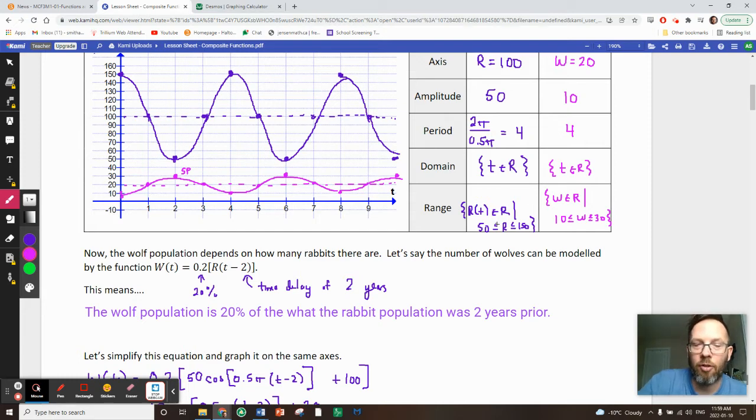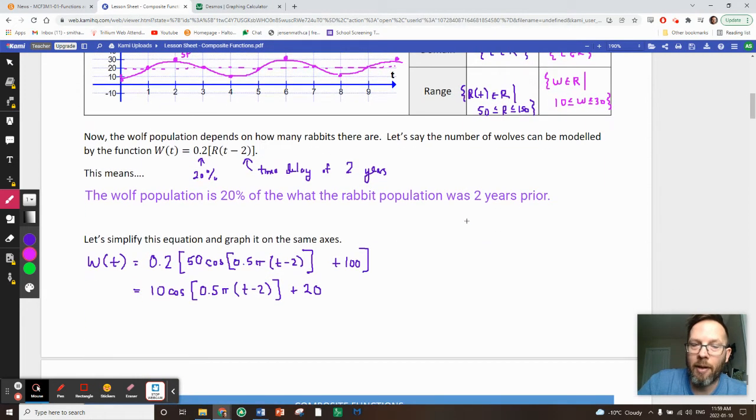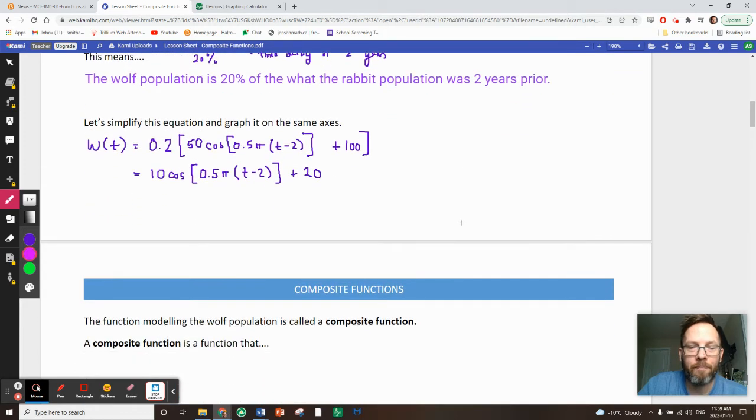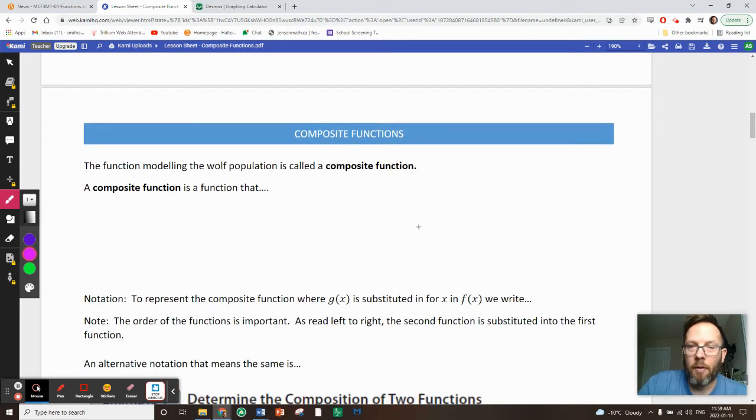So a very neat application of just periodic functions. But we have introduced our first example of a composite function. The wolf population depends on the rabbit population. So we have talked about how the wolf population is a composite function. So let's kind of formalize what a composite function is.